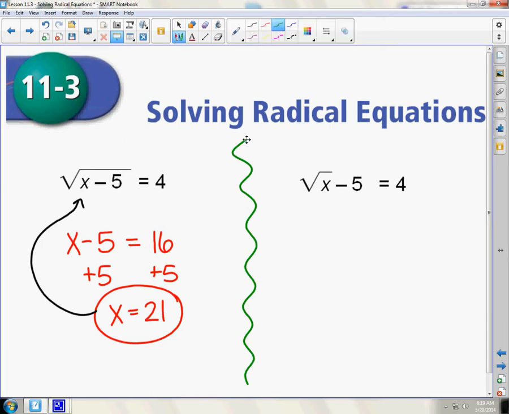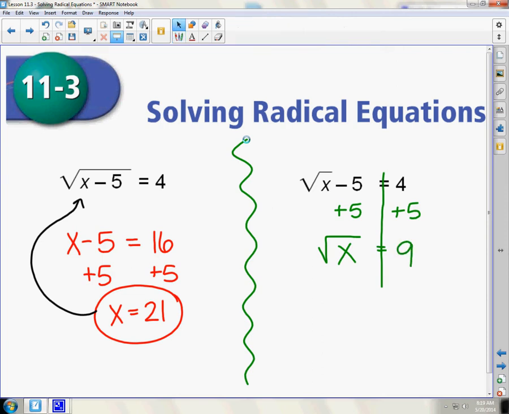Now, this one is a little bit different. It looks the same. However, my radical sign is only with the x. The 5 is by itself. So in this instance, you are going to add 5 to both sides, and then you get the square root of x equals 9, and then you have to square both sides. So x equals 81.